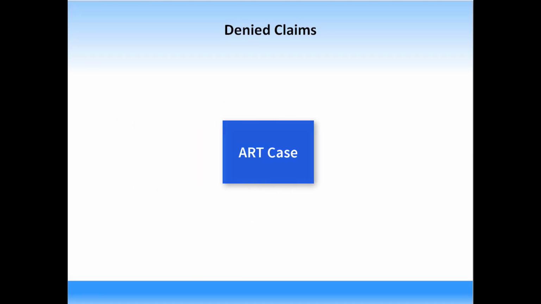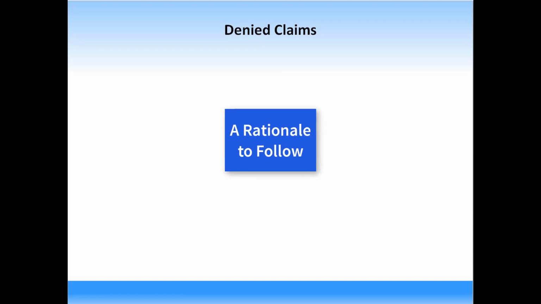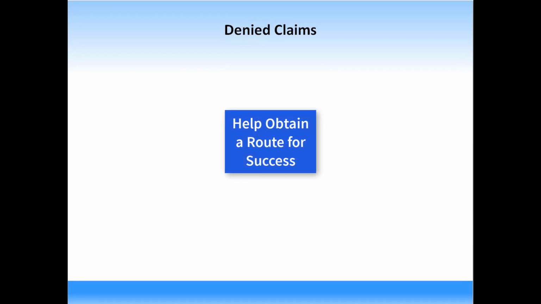an ART case. In many instances, these are denied claims that happen in the setting where we obtain prior authorization, and so it's additionally frustrating from the amount of effort that we've put in ahead of time to assure that the claim will go through smoothly. So I'd like to talk about a rationale that you should follow that will help you order the process and obtain the best route for success.